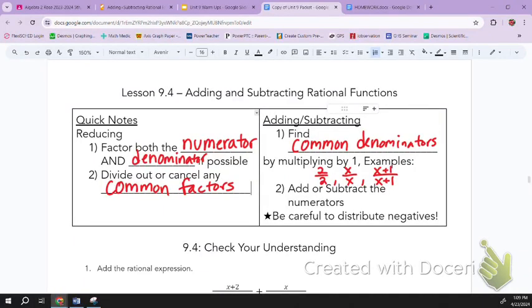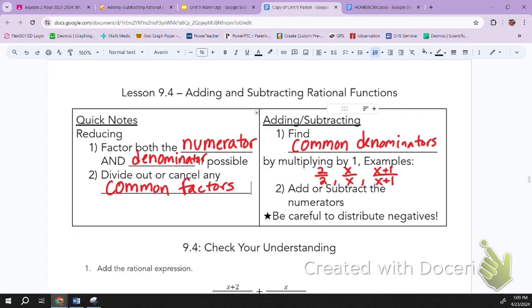Again, let's pause our conversations. We're filling in the blank, and then you can glue it. When you're reducing a fraction, factor both the numerator and the denominator if possible. Divide out or cancel any common factors.